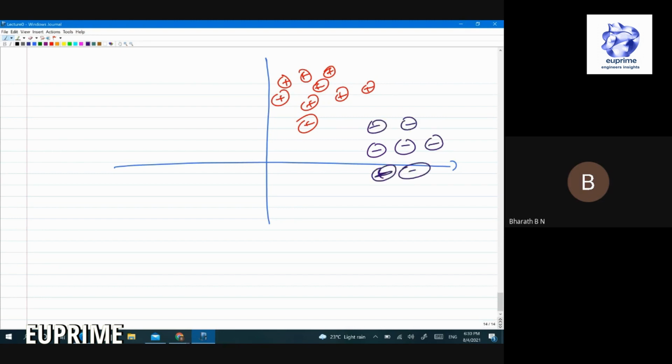Sorry, this is minus. And there are a few minuses here also. Now what do we do? Can you use a hyperplane to separate? Huh? What do you do? So the most obvious thing to do.